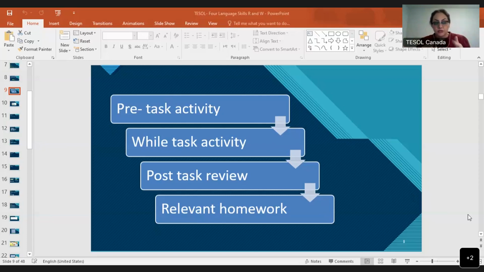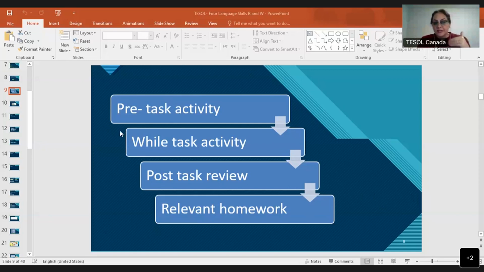So again, it goes to the process part. You put the 3 stages of teaching: pre-task activity, while-task activity, and post-task activity. How you teach in the class, and what relevant homework you're going to give to your students to practice at home. Even in conversation activities, you need to mention homework, because what they learn in the class, the students need to practice at home to become more fluent and accurate in the target language.